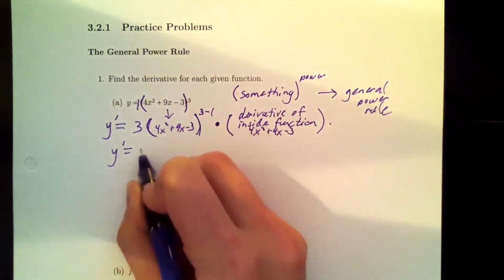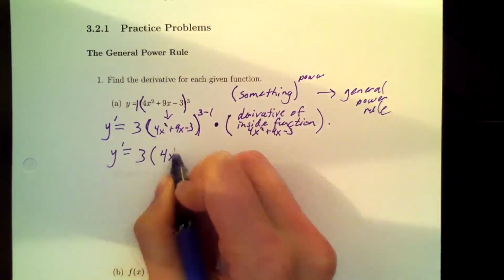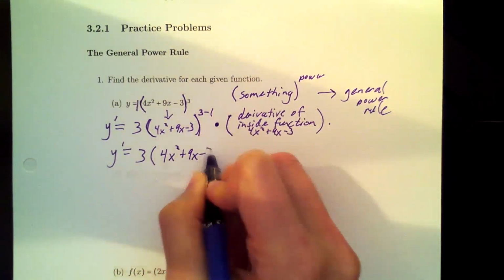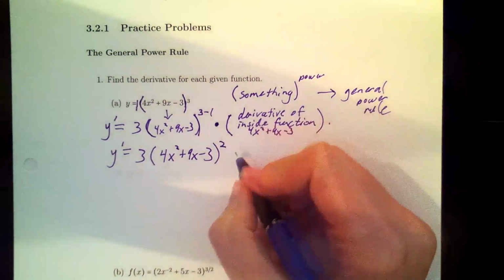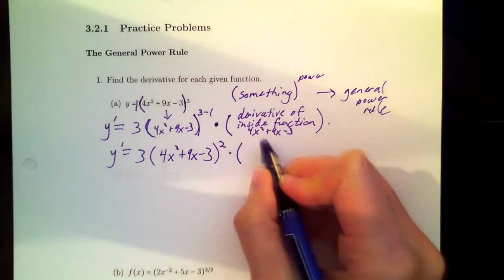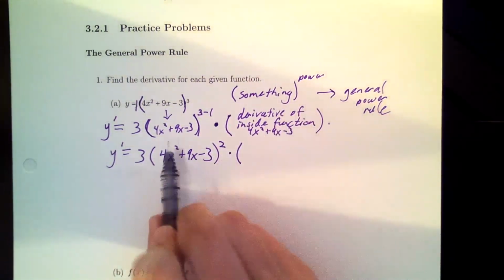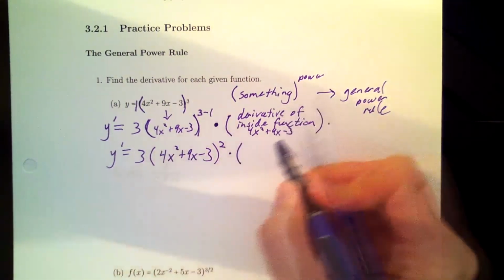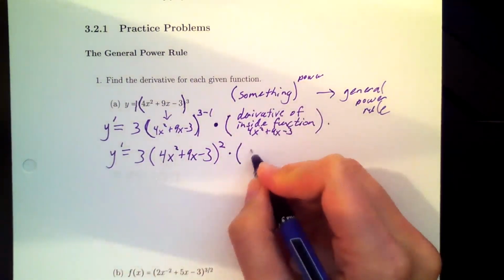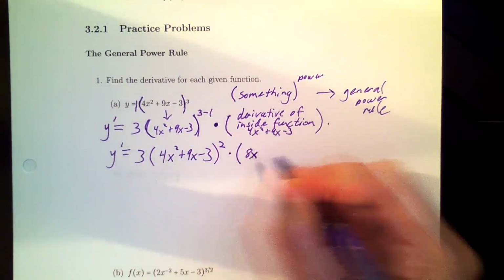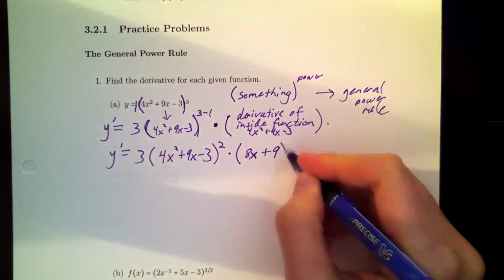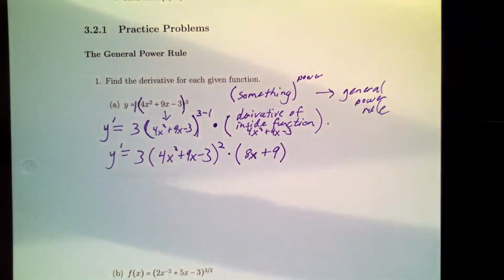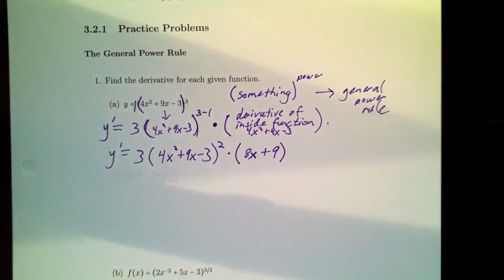So my first part of this is 4x squared plus 9x minus 3 to the 2, right? There's my power rule part, times the derivative of 4x squared plus 9x minus 3, the derivative of the inside function. Now the derivative of 4x squared is 8x by a simple power rule. The derivative of 9x is 9, and the derivative of minus 3 is 0. So we end up here. And this is the derivative. We just use the general power rule to get it.